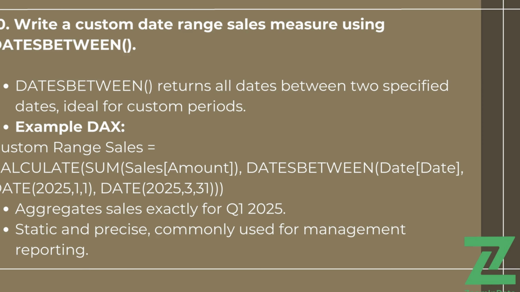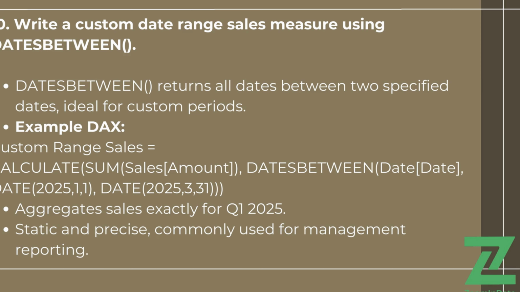The dates between function is used when sales need to be calculated for a fixed start date and a fixed end date. It returns all the dates between those 2 points, which makes it perfect for custom time periods. To build this calculation, first define a measure that sums the sales amount. Then, apply the dates between function by giving it a start date and an end date. For example, choosing the 1st of January 2025 up to the 31st of March 2025 will calculate sales only for the first quarter of that year.